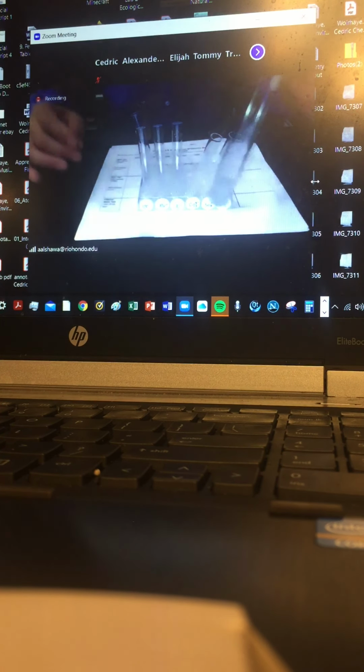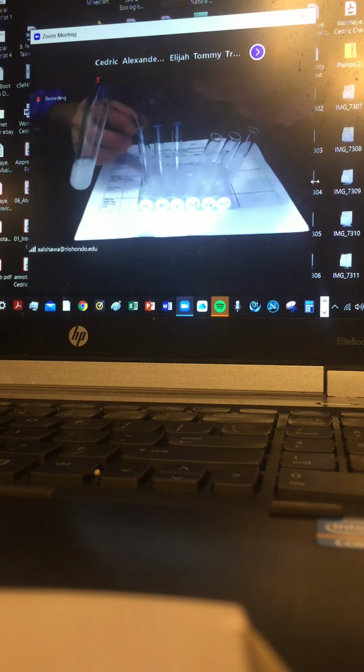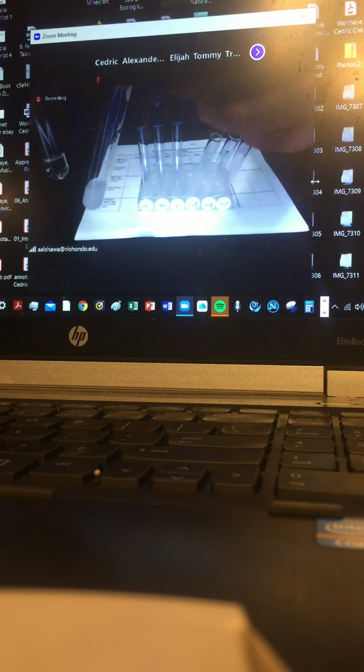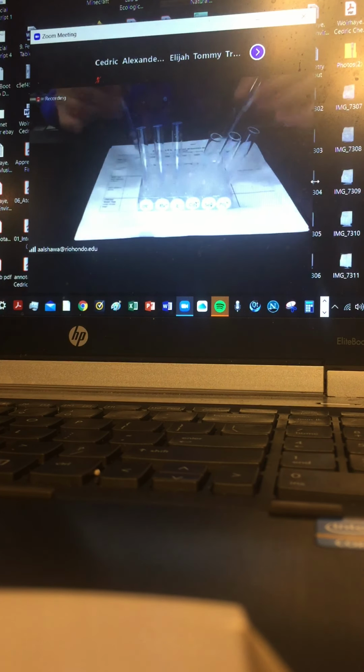So the outcome basically is so obvious. Okay, so this is the unknown 1. After the addition of barium chloride, unknown 2. After adding barium chloride. Okay, good.